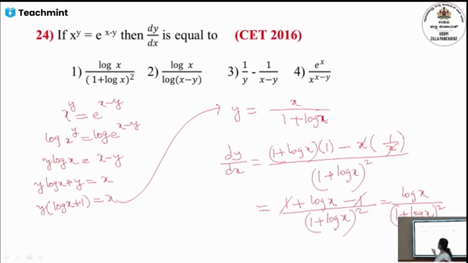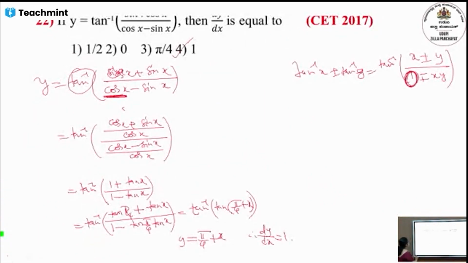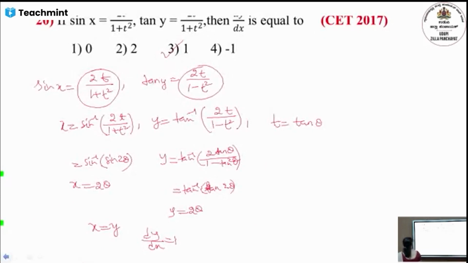So I will repeat, what you have is x power y is equal to e to the power x minus y. So log x power y is log e power x minus y. So y log x is x minus y. Whenever possible, you try to get y in terms of x. You can do implicit differentiation here, but instead of doing implicit differentiation, you get y terms on one side and simplify for y. Then you find dy by dx. So what I have done here is the quotient rule. So y is x by 1 plus log x, and hence, after simplification, the derivative comes out to be log x by 1 plus log x whole square. So we had missed one question there. Which question? 21st question.